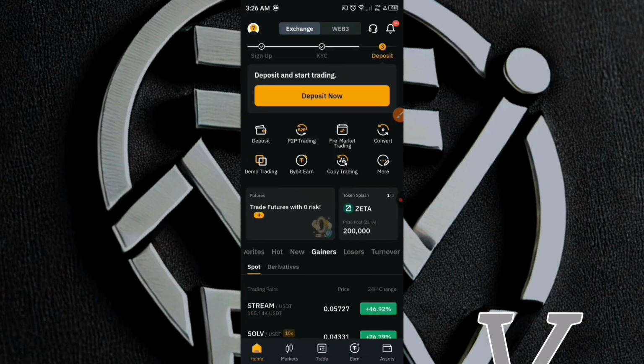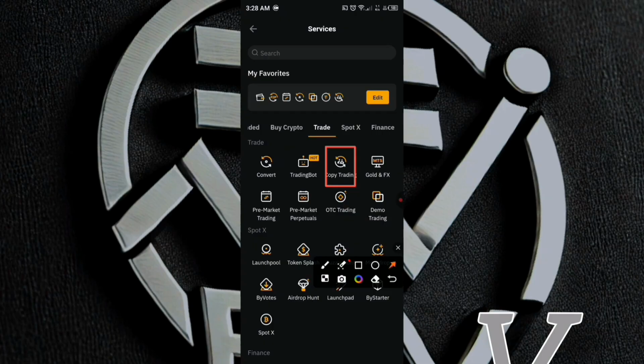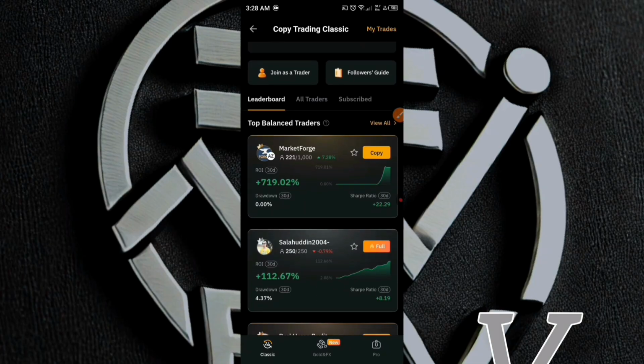So guys, this is the interface of the Bybit app, and this is what we're going to be using for today's video. Once you come over to the more section in the Bybit app, you come over to the trade section. Next, you'll see the copy trading section over here, and you click on it. You'll be brought to the copy trading main page, as you can see. The first question that should come to mind is, what is copy trading?